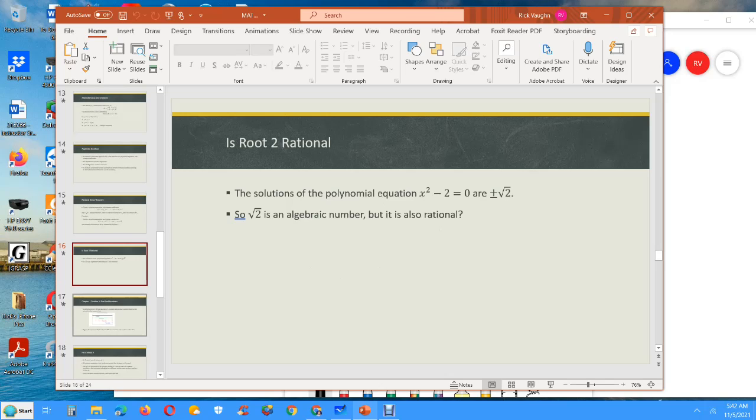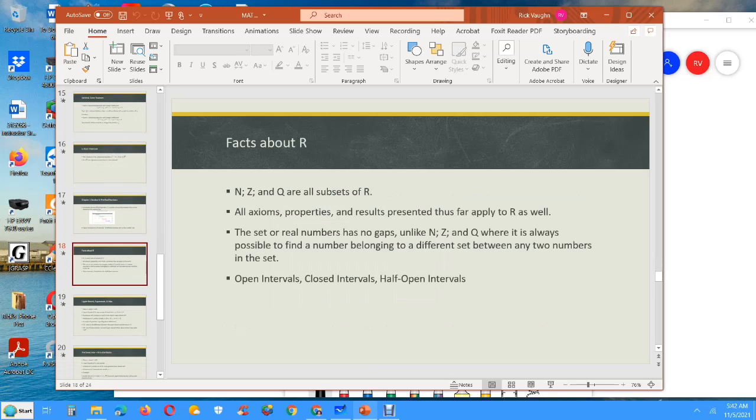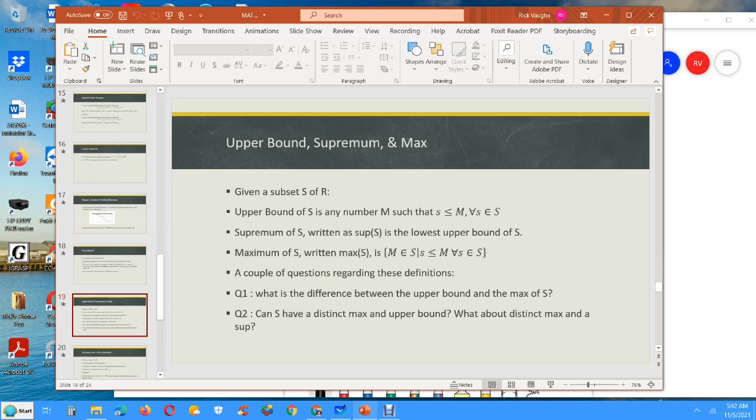Here's that same proof about the square root of 2 being irrational. And then we talk about the way these number systems relate to one another and the density of these different number sets. Facts about the real number system. Some bullet points about upper bound, supremum, and maximum. And some questions to think about.